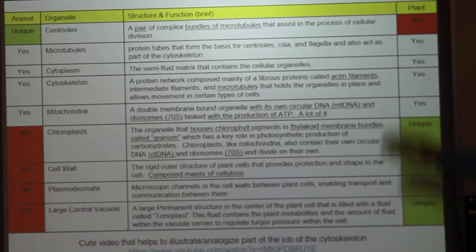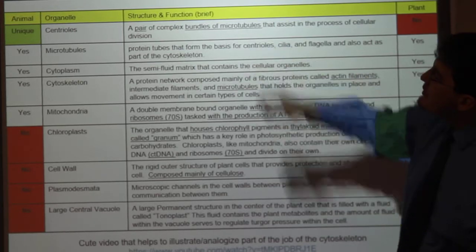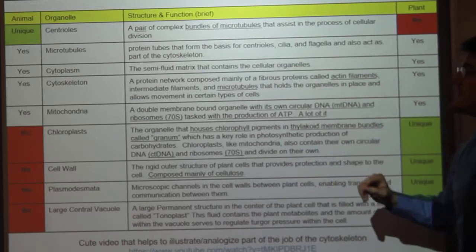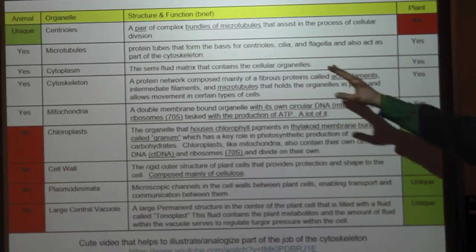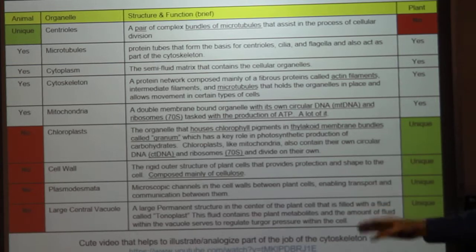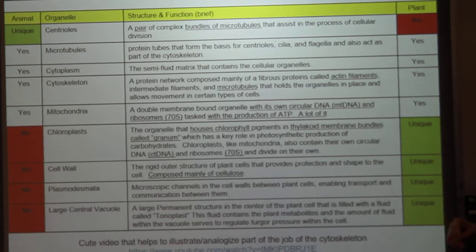Plant cells that do not have centrioles can still divide. It's possible. Now, microtubules. These are protein tubes. They form the basis for centrioles, cilia, flagella. They also act as part of the cytoskeleton. Cytoplasm is a semi-fluid matrix that contains the cellular organelles. A cytoskeleton consists of actin filaments, intermediate filaments, and microtubules. They hold organelles in place and allow movement in certain types of cells.